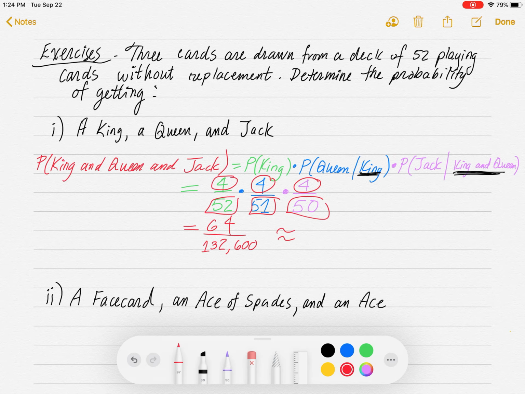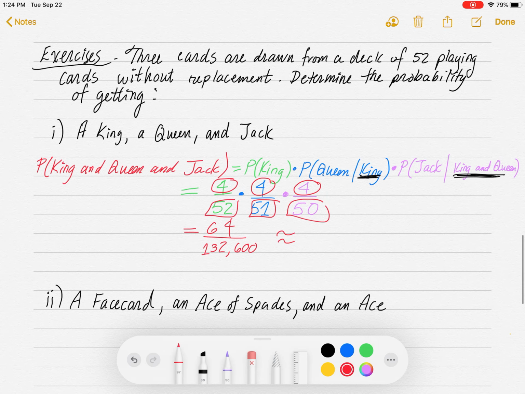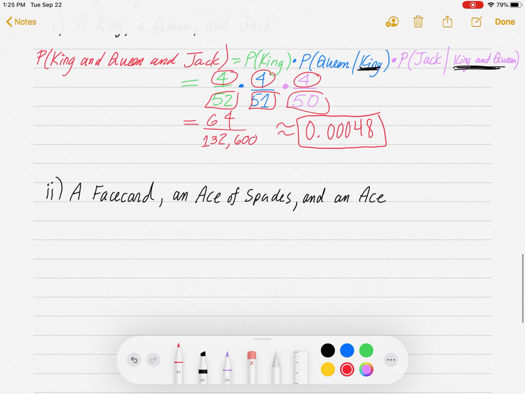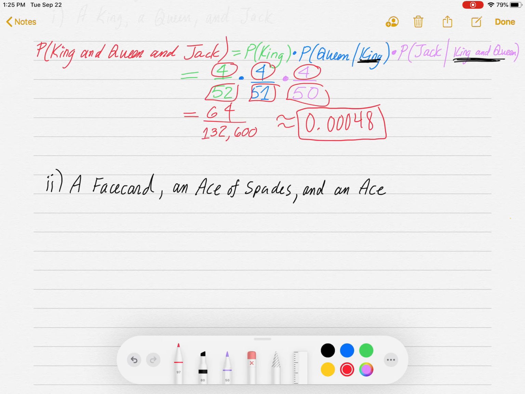64 divided by 132,600. Normally I take just 3 decimal places, or if not 3, maybe 4, but this time I'm going to take it to 5 because it's such a small decimal: 0.00048. If you wanted to take it to 4 decimal places and just write 0.0005, that would be fine, but you want to take it at least to 4 decimal places since this is such a tiny decimal.